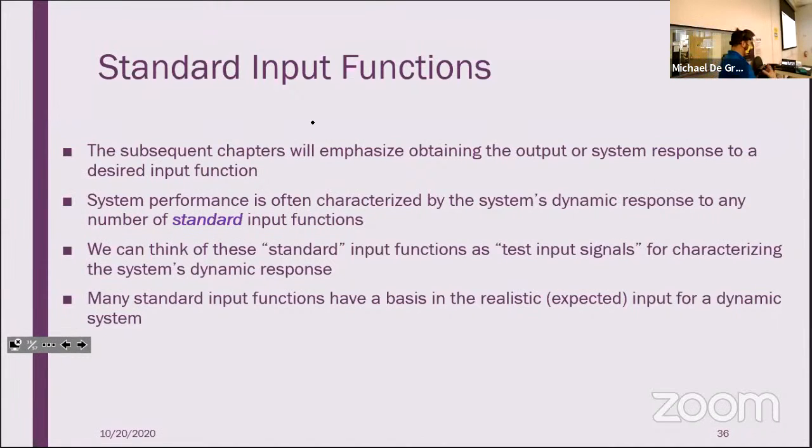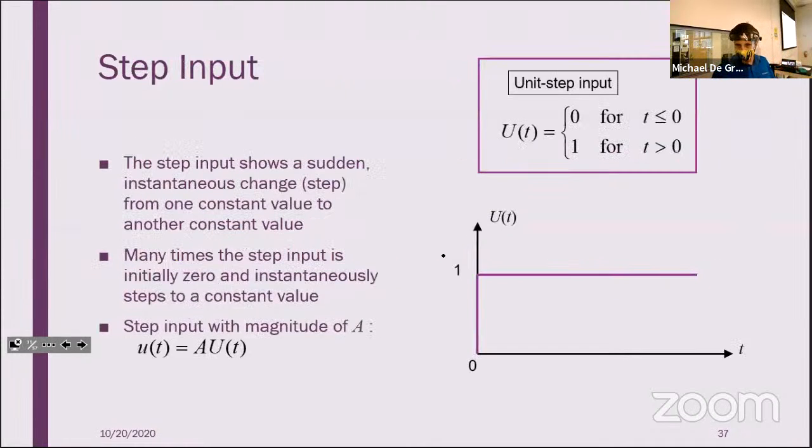There are some standard input functions that we are going to cover extensively in this class. There are more than these, but these are the ones that are most typically used. In fact, the entire semester from exam 2 on is just how do we deal with sinusoidal inputs. So we're not even going to touch those for right now. We're going to dedicate 2 to 3 weeks just to that. But right now, we're going to talk about some of these inputs.